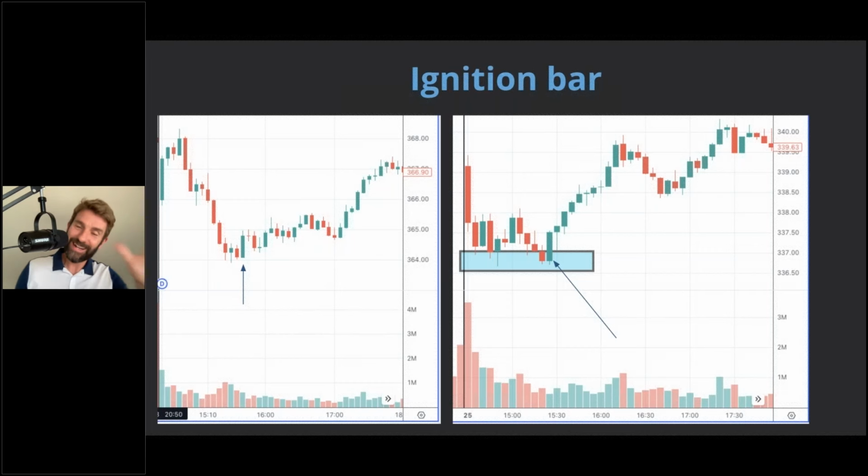Ignition bar. So an ignition bar is when we have something that indicates a short-term reversal in price. So we have a move lower, lower, lower, lower, lower, and then it comes to our level, let's say. It comes to our zone. And then we see things flip. And this is where the short-term trader has edge, right?